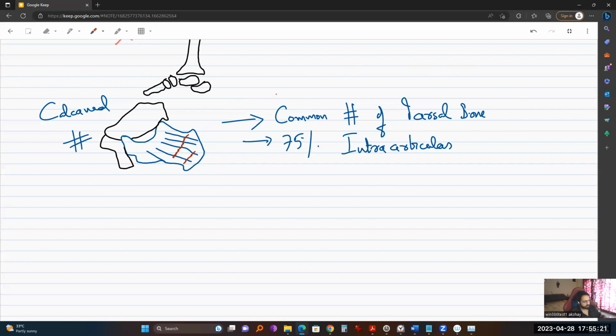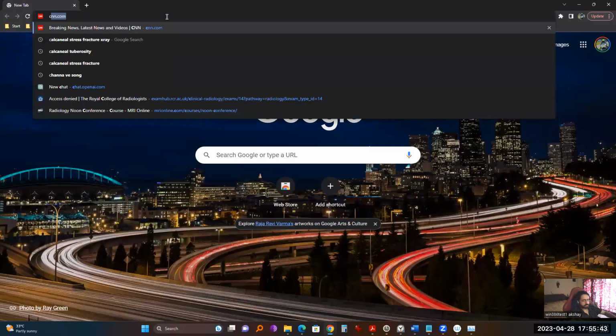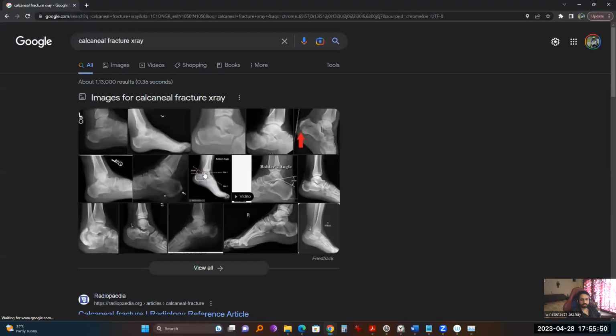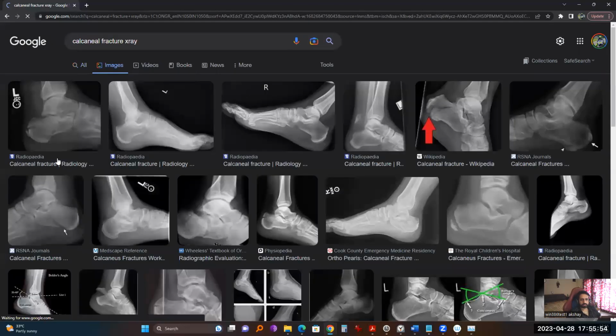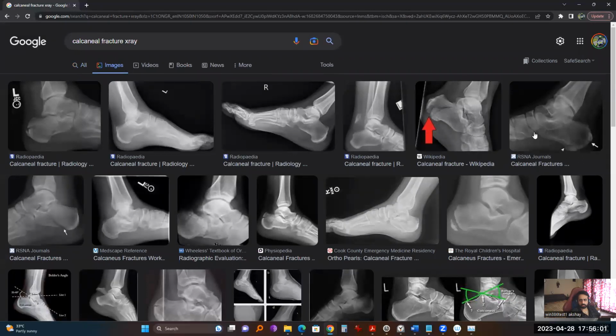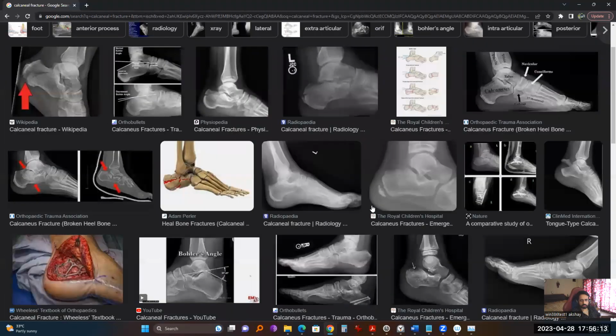I'll show you some images of calcaneal fractures. Let's see some calcaneal fracture X-ray images. Let me get some more good images.